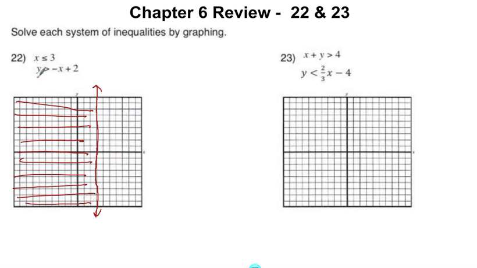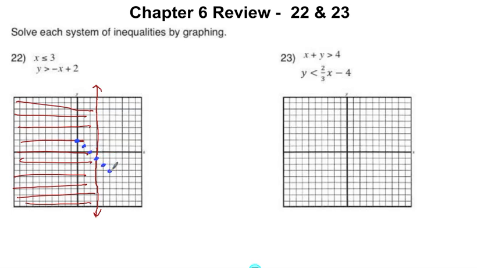Okay. Then I'm going to shade this one. And I get y is greater than negative x plus 2. So I go to 2. It's just like graphing a line. If you remember, I go to 2 on the y-axis. And I have a negative 1 slope. So down 1 over 1, down 1 over 1, down 1 over 1.